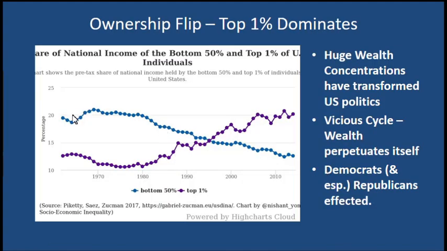There's been this ownership flip. Look at the pre-tax share of national income held by the bottom 50% versus the upper 1%. Back in the 70s and 80s, the bottom 50% owned more than the top 1%, and you would think that makes sense, because it's 50% of people, not just 1%. But we're now in a situation where the top 1% earns more than the whole bottom 50% combined. It's a pretty dramatic switch.